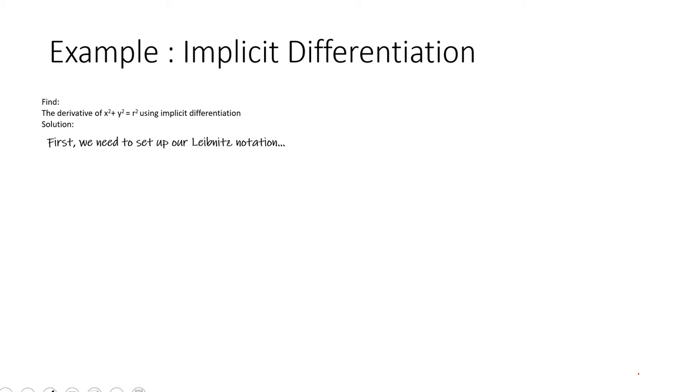First, we need to set up our Leibniz notation, which is going to look something like this. We have d dx of x squared plus d dx of y squared, which is equal to d dx of r squared.